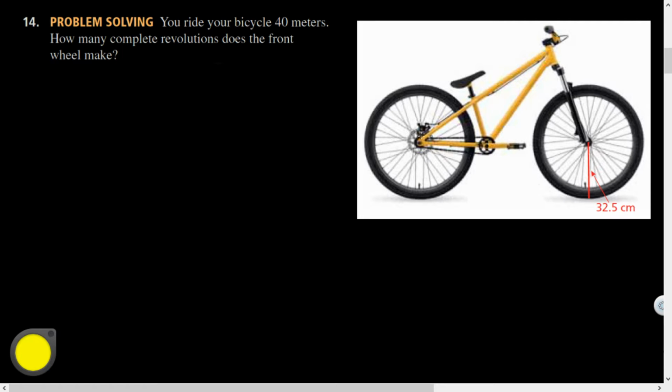Oh, it's disc brake? So it's fixed gear. Okay. So, it might have suspension there by the looks of it.